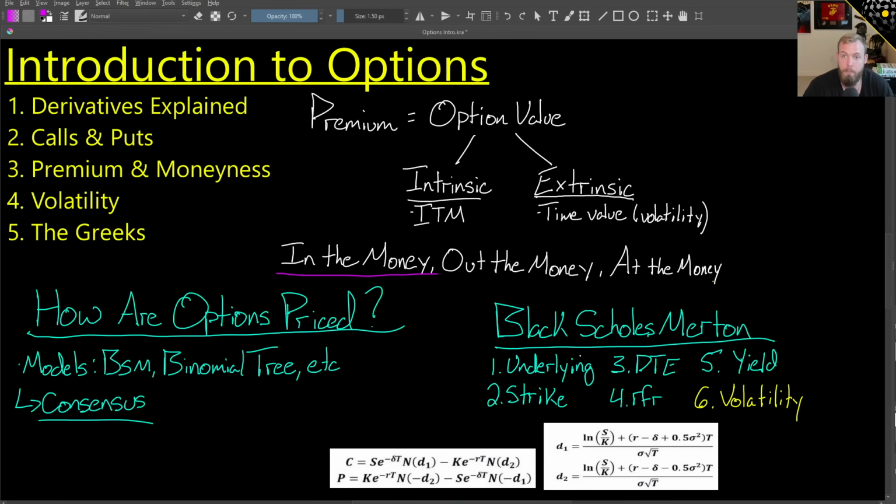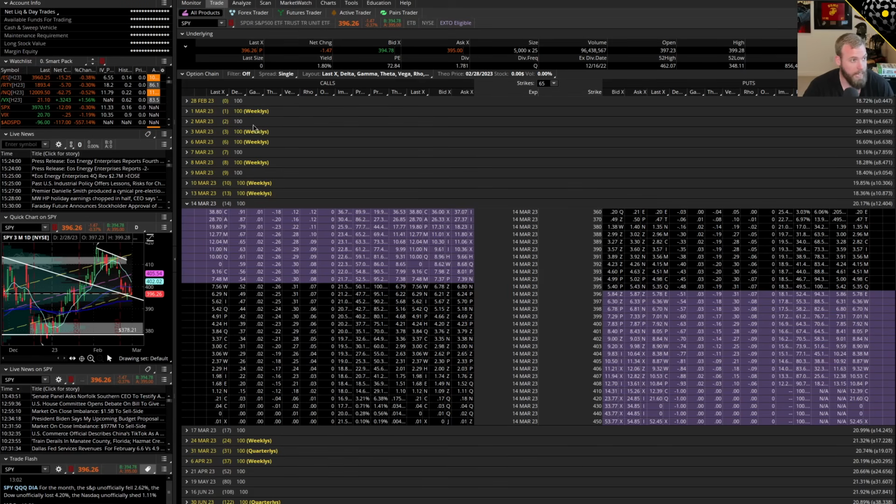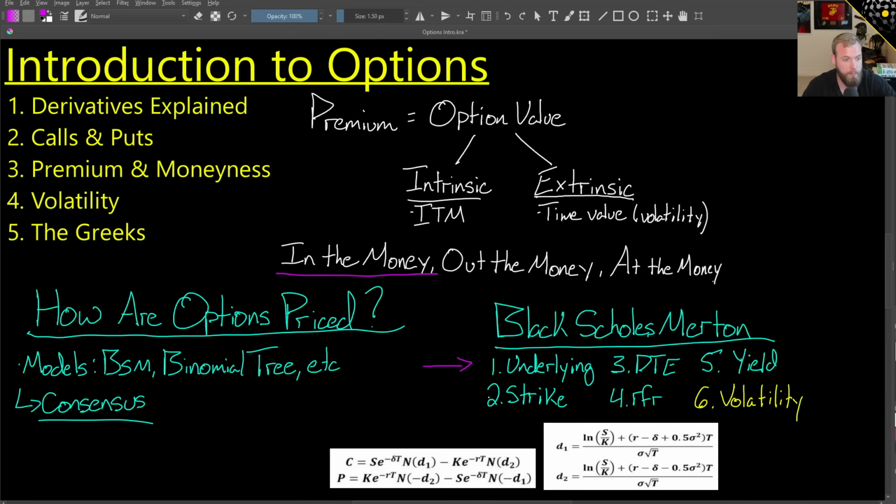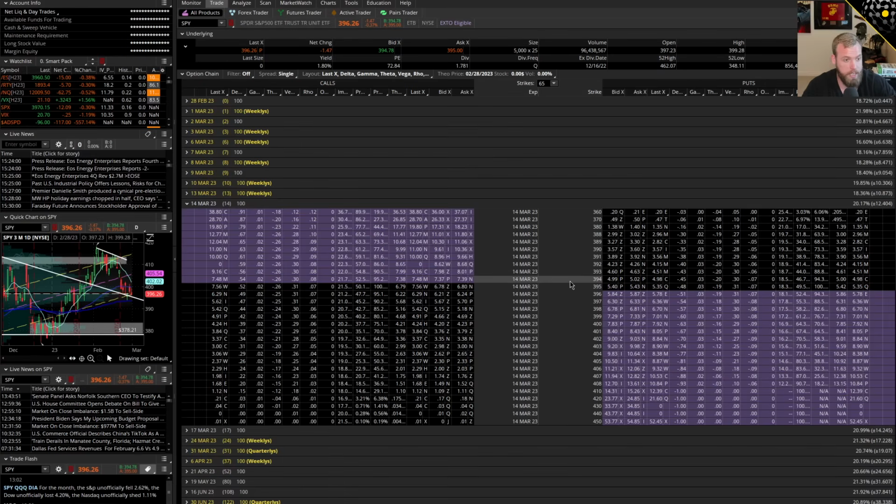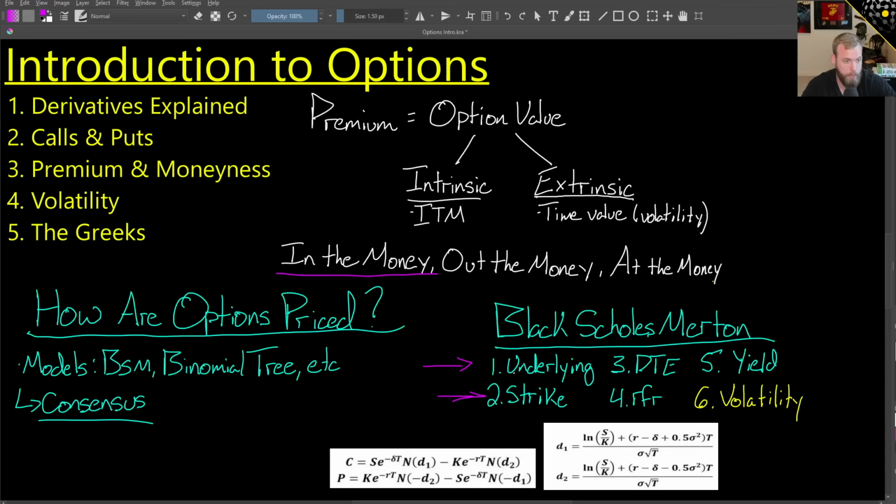So the main inputs for the Black-Scholes model: the underlying. This is the price of the underlying that we're talking about. So in this example, SPY is 396.26. That's the underlying. The strike price. So in this case, if we're talking about the 396 call, that's your strike price. If you're talking about the 390 put, that's your strike price.